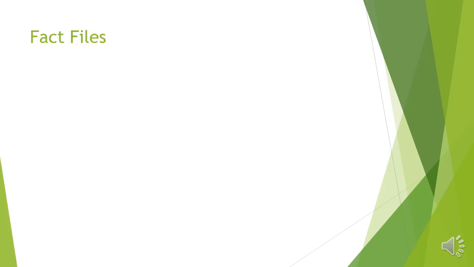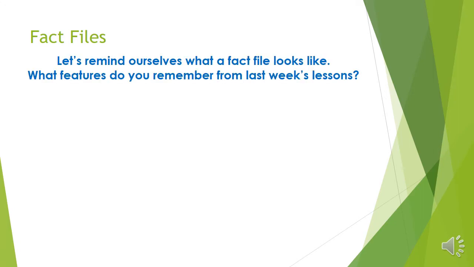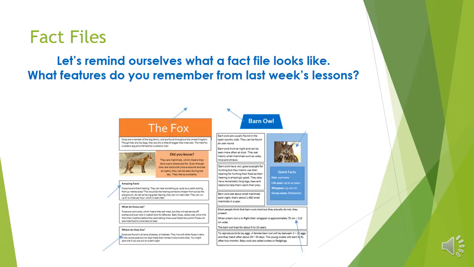So first, let's just recap last week's learning on fact files. Let's remind ourselves what a fact file looks like. I'm going to show you the two examples we had last week. What features do you remember from last week's lessons? I've given you some hints there with the arrows. What are these different features called?